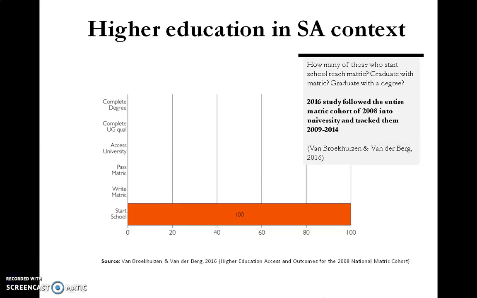So let's consider higher education in the South African context. We look at a paper by Van Broekhuizen and Van der Berg of 2006, where they ask how many of those who start school reach Matric, how many then graduate with Matric, and then how many graduate with a degree. This 2016 study followed the entire Matric cohort of 2008 into university and tracked them from 2009 to 2014.